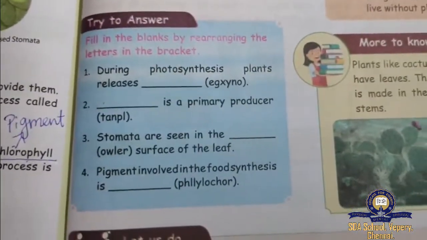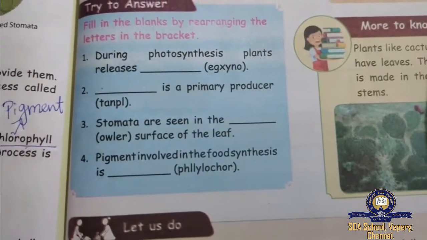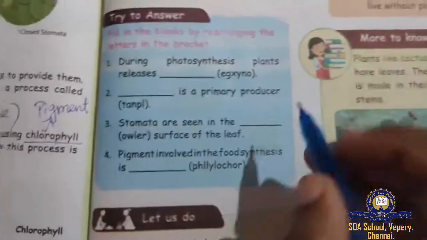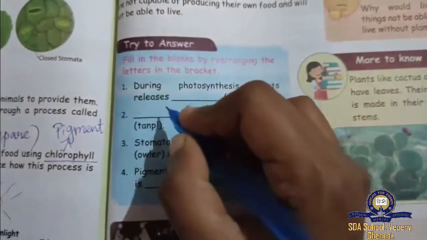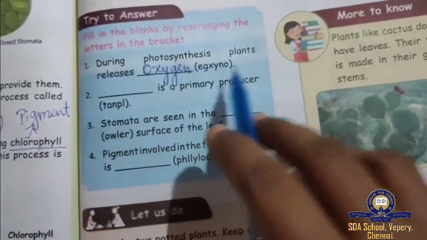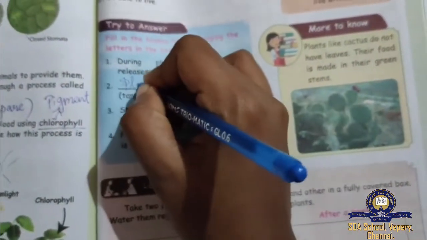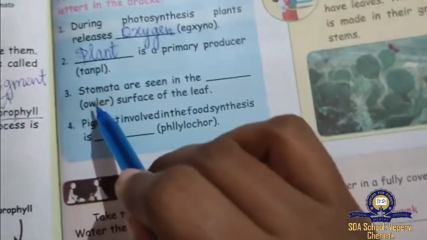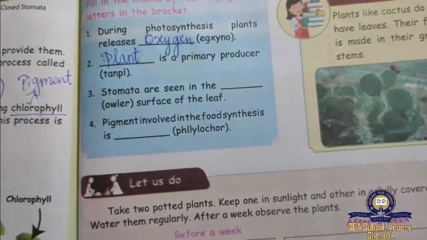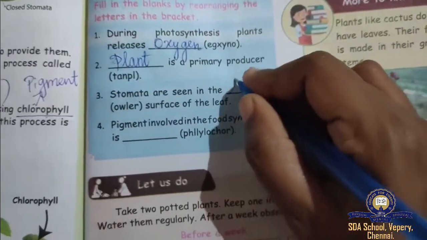Fill in the blanks by rearranging the letters in the bracket. During photosynthesis, plants release what? Yes, oxygen. They have jumbled the letters, and we are going to write the correct letters. Oxygen. Plant is a primary producer, as we learnt before. Stomata are seen in the lower surface of the leaf.